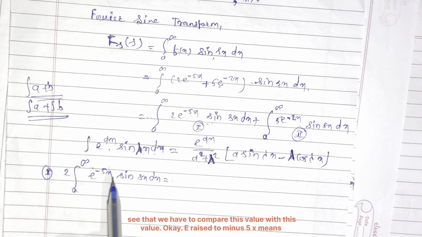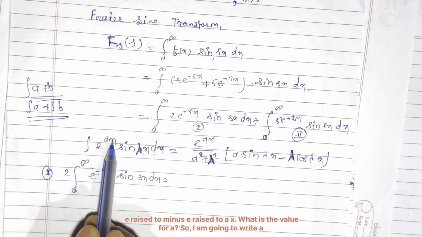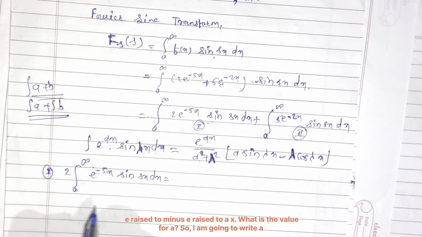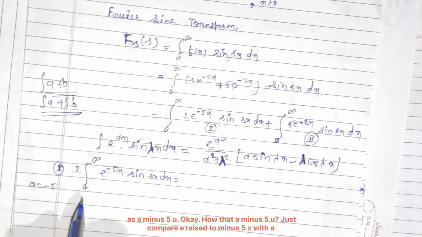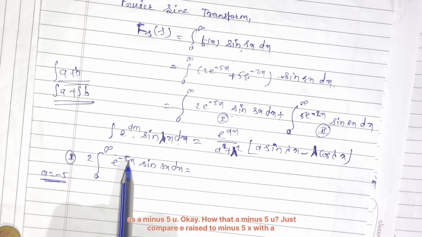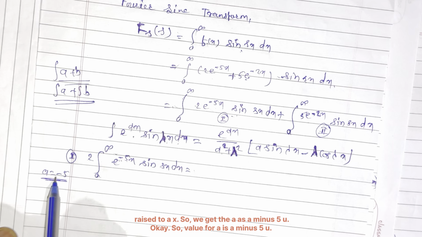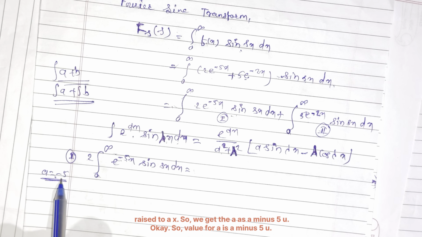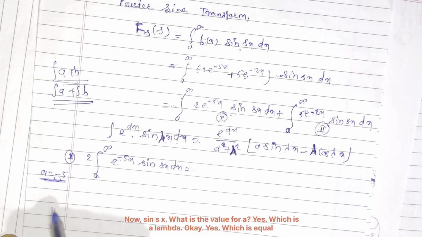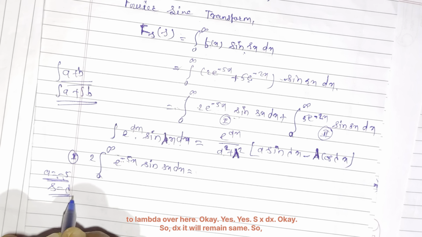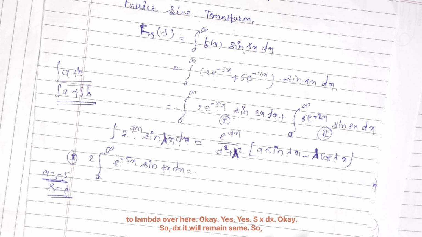Now we have to compare this with the formula. e^(-5x) compared with e^(ax): what is the value of a? I write a as minus 5. How? Just compare e^(-5x) with e^(ax), so we get a as minus 5. Now sin(sx): what is the value of s? s is equal to lambda here. And dx remains the same.